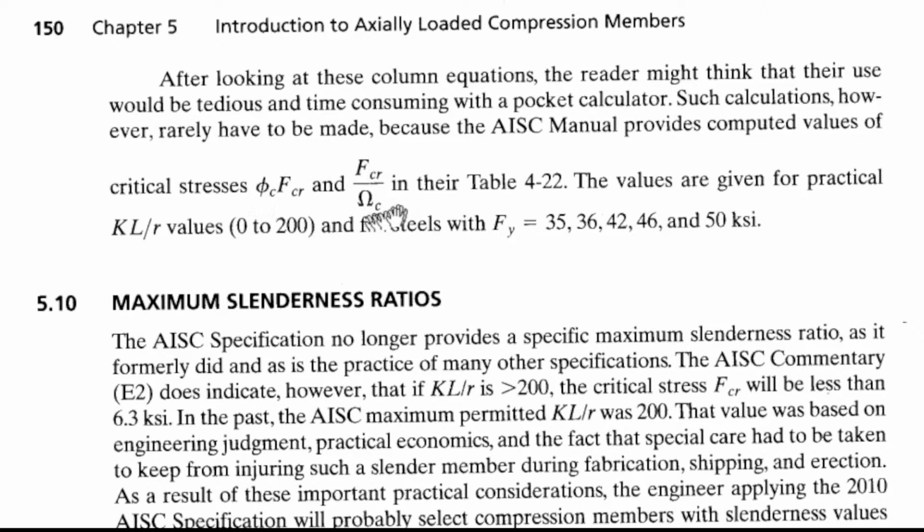Critical stresses. Okay? The values are given for practical KL over r values of 0 to 200. So, there are so many tabulated values already, and for steels with Fy 35, 36, 42, 46, 50. So 50 alone is the most used, 35... So the most used is 36 and 50. Okay. So, maximum slenderness ratio.